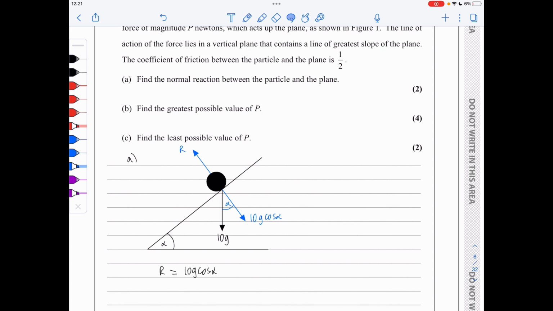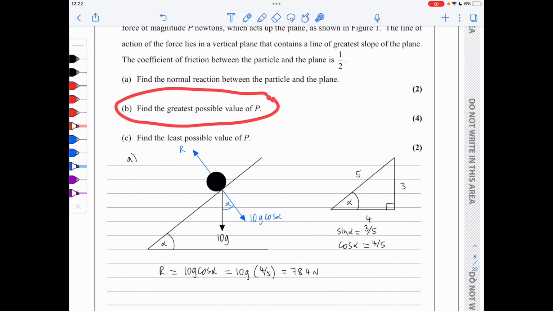Now to find cos alpha, I will draw a triangle here. We have that tan alpha is 3/4. It's a 3, 4, 5 triangle, and therefore we can easily see that sine of alpha is opposite over hypotenuse and cos of alpha is adjacent over hypotenuse. So R is 10g cos alpha, which is 10g times 4 over 5, and this turns out to be 78.4 newtons.